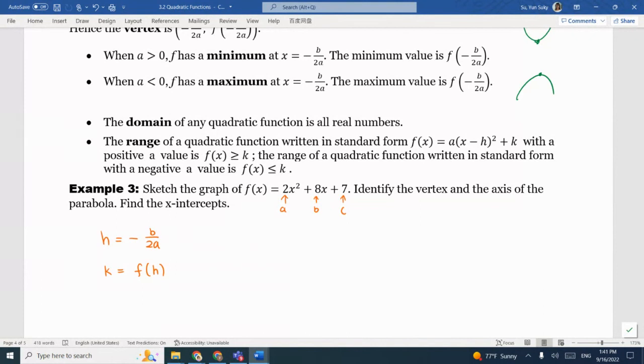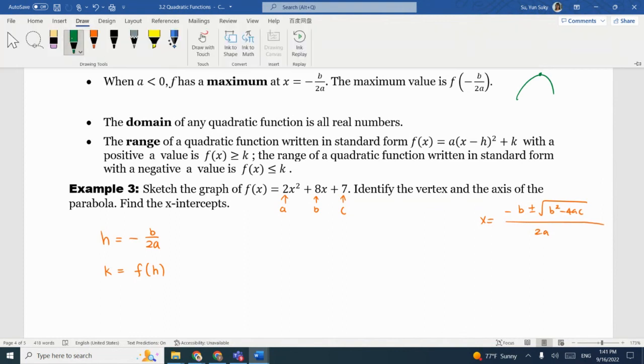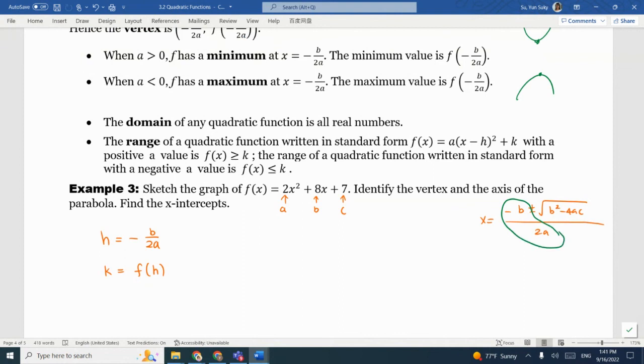Okay. A way to help you memorize this: do you remember the quadratic formula? The quadratic formula is negative b plus or minus the square root of b squared minus 4ac, over 2a, right? And then you realize, oh, my h is just this part, negative b over 2a. This is the h. So if you forget h, write out the quadratic formula. Then this negative b over 2a is the h. So far, so good, everybody?